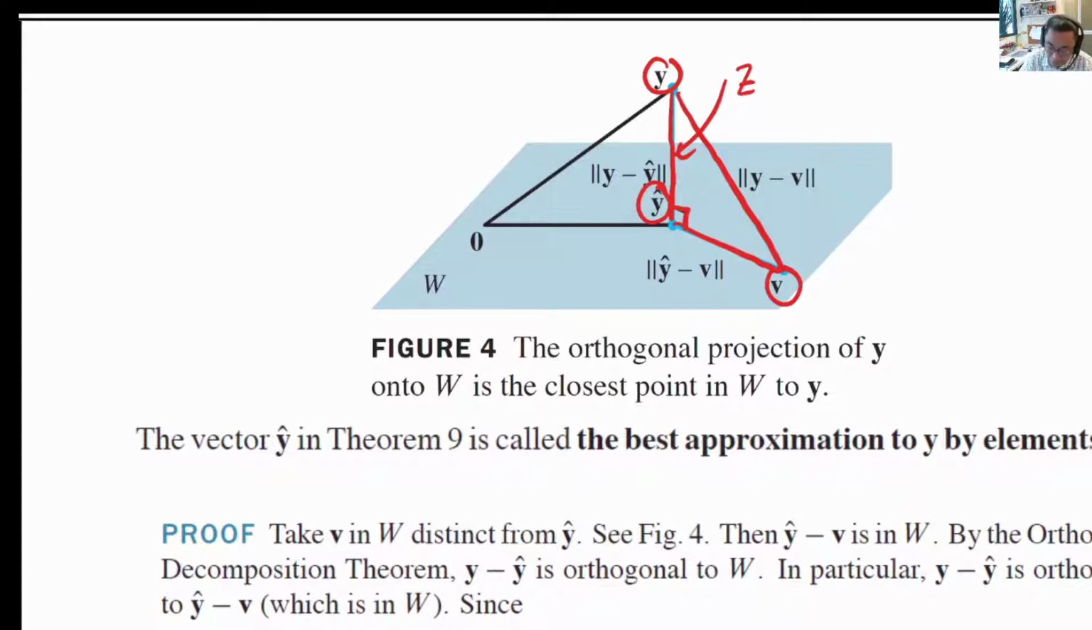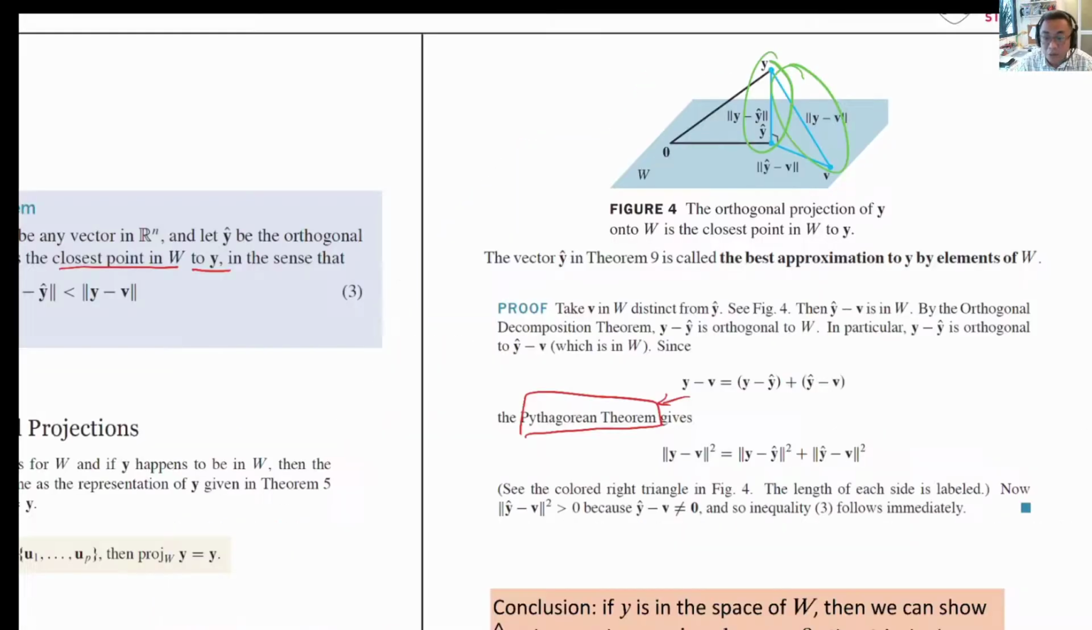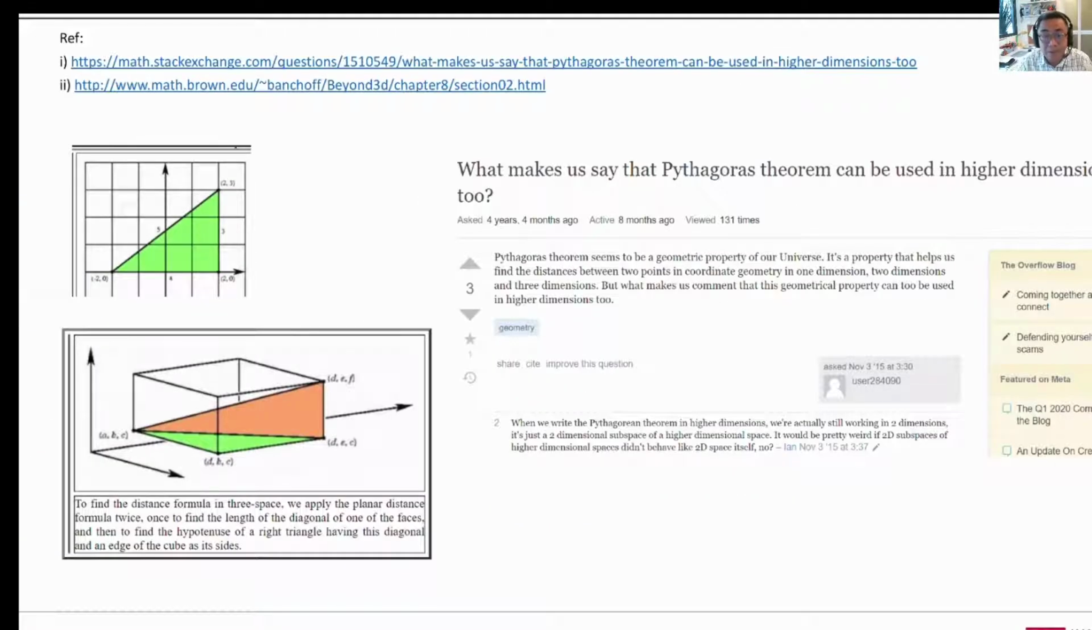Given that it is a right angle triangle and the shorter side is here, the shorter side is the orthogonal projection, therefore the longer side is this error, and hence by Pythagoras theorem we know that the orthogonal projection gives the best result. The next slides give some links on why the Pythagoras theorem can be extended to higher dimensions.